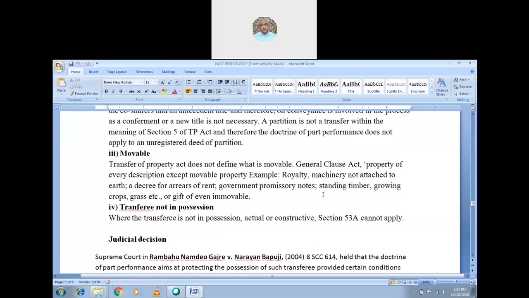Then the fourth exception comes: the transferee not in possession. Where the transferee is not in possession, actual or constructive, Section 53A cannot apply. Either there should be actual possession, or there should be constructive possession. What is constructive possession, sir, what is actual possession, sir? Can someone tell? Yes, anyone?